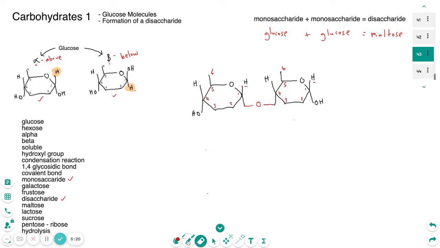We need to add water to that bond. So if I add water, we're adding 2 hydrogens and 1 oxygen, and that's going to be enough to separate these two again. And there's our OH, and there's our OH. So we're back to square one. They're both monosaccharides, and we call this type of reaction the hydrolysis reaction. So if you're hydrolyzing something, this is what it means. You're adding water, a water molecule, to break that bond.